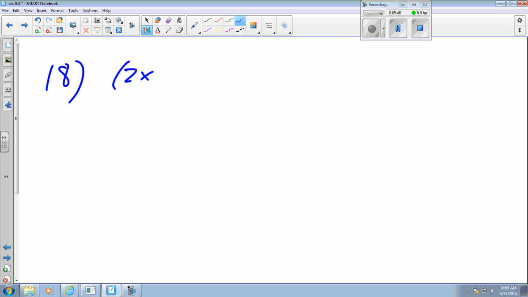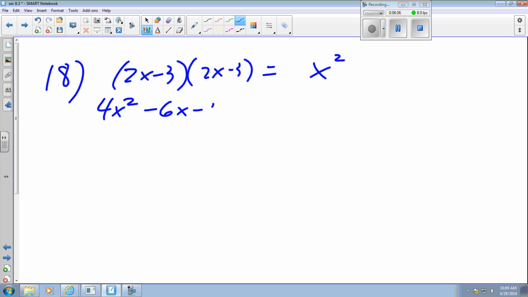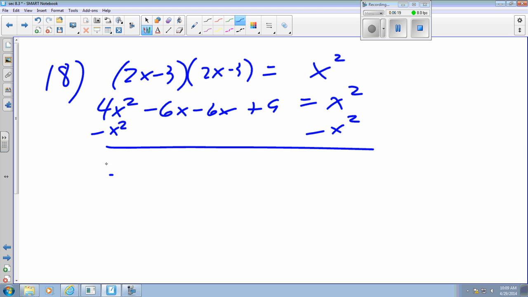I have (2x minus 3) quantity squared equals x. When I square something, it's like FOILing it by itself and then squaring the other side. So when I FOIL, I'm going to have 4x squared, outside times outside, inside times inside, last times last. When I square the x, I get x squared, so I'm going to subtract the x squared from both sides, which gives me 3x squared minus 12x plus 9 equals 0.